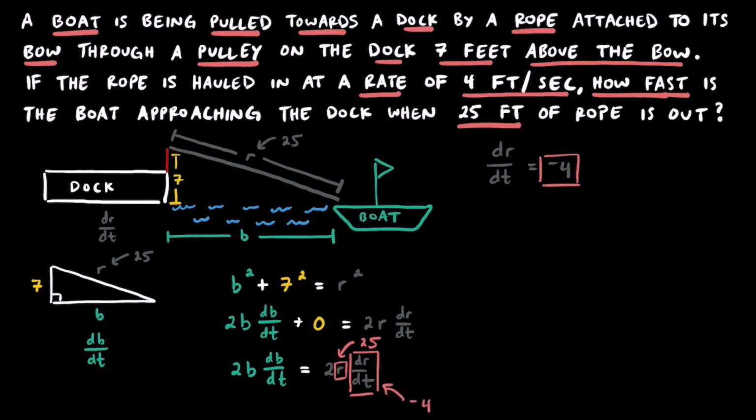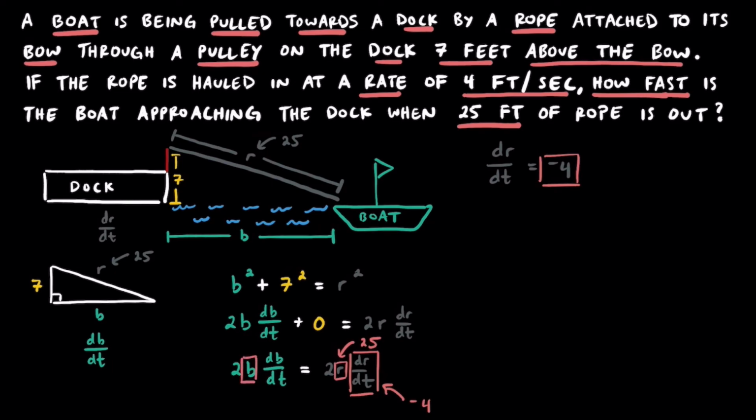Now if you look at our equation, we still have two unknowns here, right? We have b and we have db dt. b is just the distance, but db dt is telling us how fast the distance is changing. So when the question asks us how fast is the boat approaching, that means that we must be able to know what this b value is, or else we can't really solve for db dt, which is our true unknown.